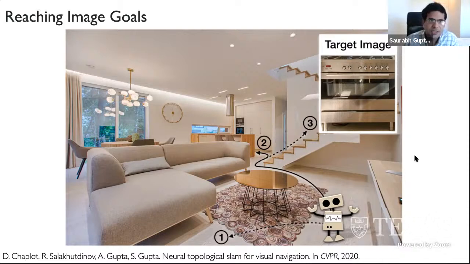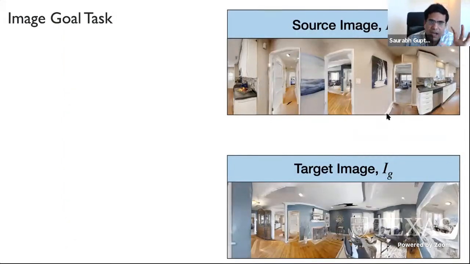Okay, so this is the problem: we will try to find images. The agent will be given an image, and its task will be to go to a location in this environment where this image is coming from. This is some work that appeared at CVPR 2020. So this is the problem statement. We have a source image, which is where we are right now, and a target image, and we want to output actions which will convey the robot from the current location to the target location.